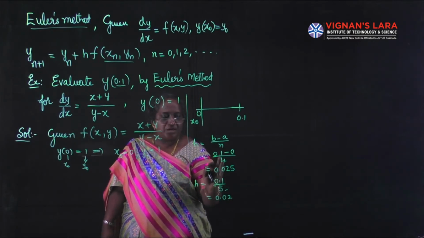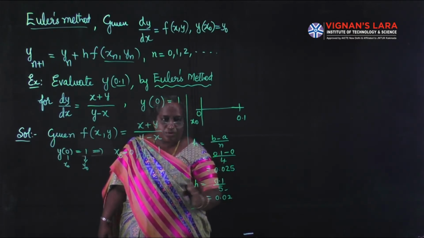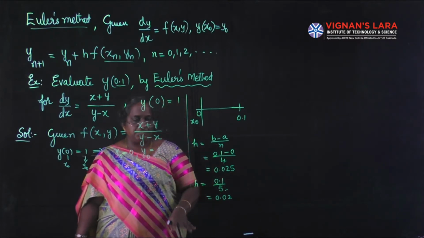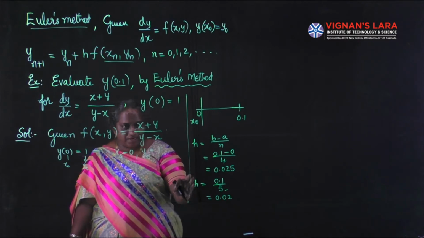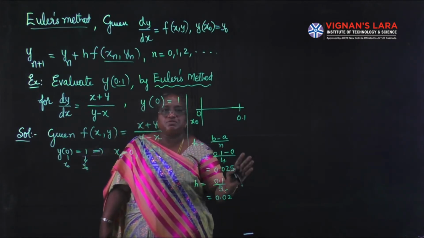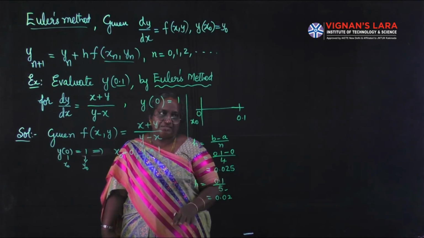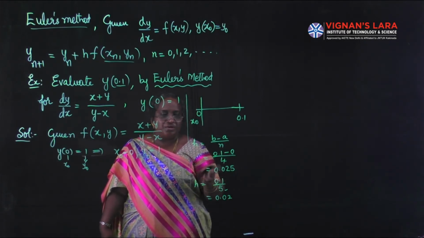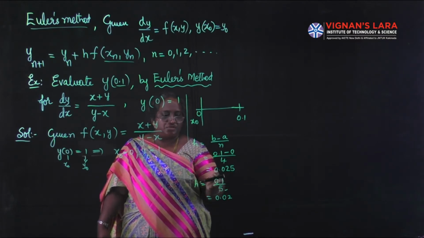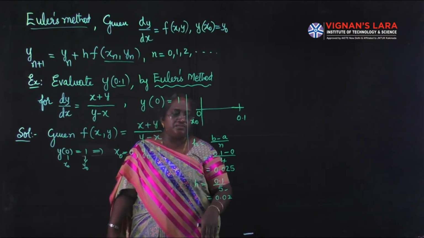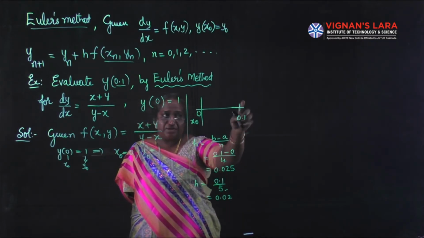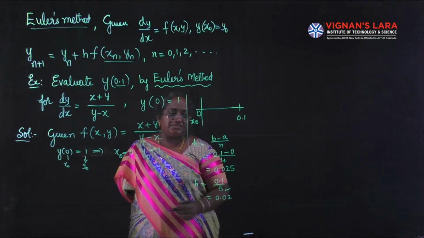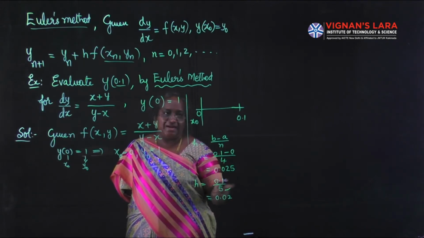The smaller the value of h, the closer to the theoretical answer. That is the main concept in numerical methods. Error will be less. If the error is more, there is no use of applying numerical methods. So now let us take h is equal to 0.02. Means I am reaching 0.1 in how many steps? 5 steps. I am performing 5 iterations.